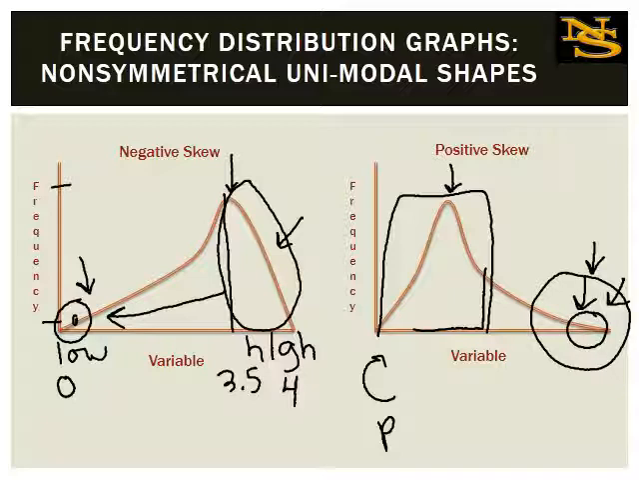Another one would be number of children in a family, right? Most people have between 0 to 3 kids, and then once you get to higher numbers of children, it's less and less frequent.